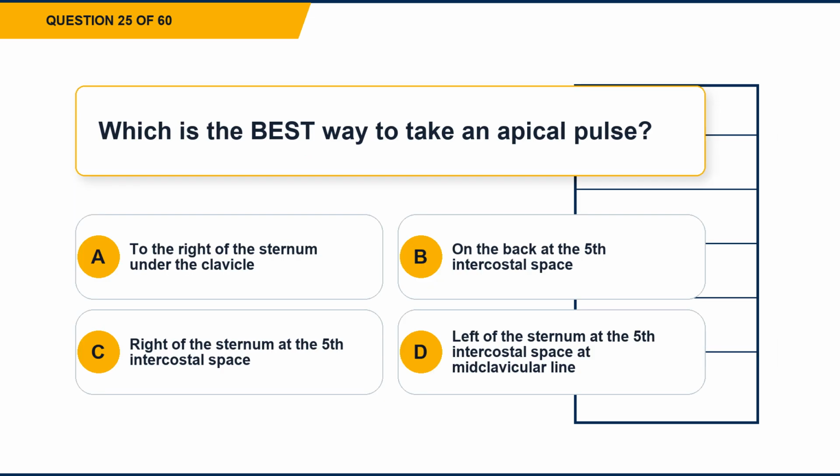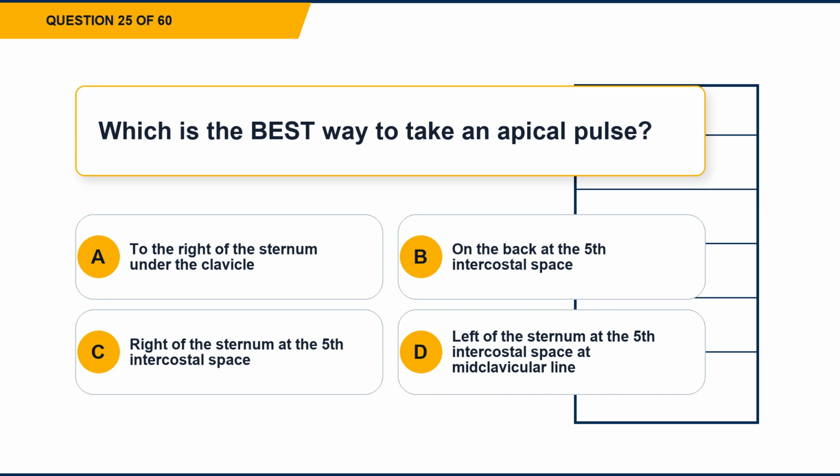Question 25. Which is the best way to take an apical pulse? Option A. To the right of the sternum under the clavicle. Option B. On the back at the 5th intercostal space. Option C. Right of the sternum at the 5th intercostal space. Option D. Left of the sternum at the 5th intercostal space at mid-clavicular line.